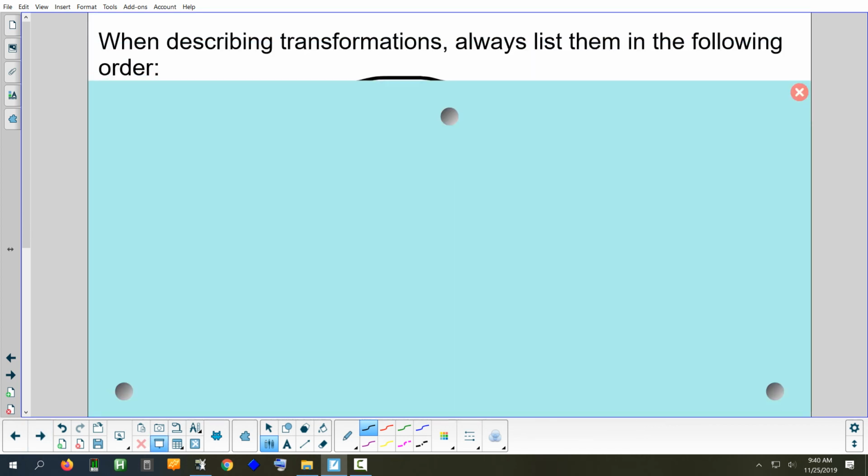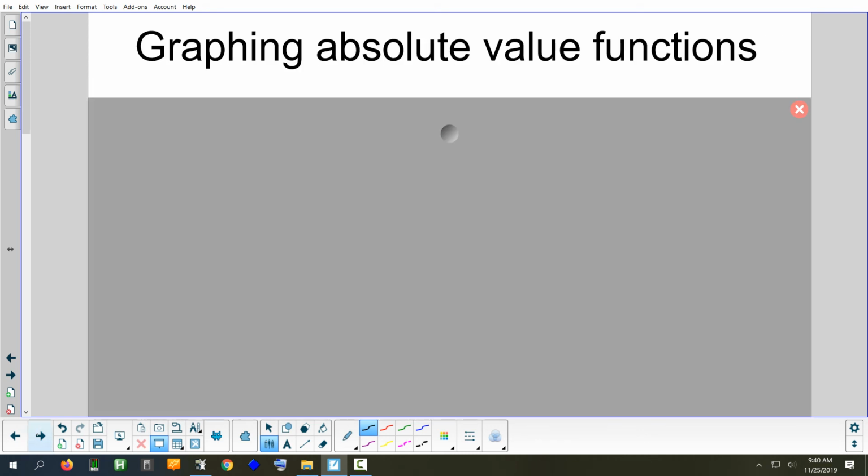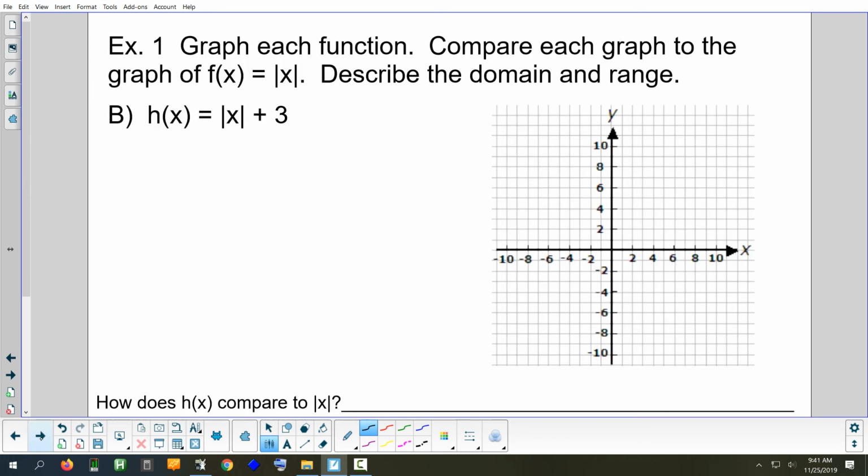All right. So you guys have a little chart that says when describing transformations. So when we describe a transformation, there's 6 different things that could happen to your graph. I tried to show you guys a couple. Like it could move up, it could move down, it could move left, it could move right. I'm never going to give you a problem that has all 6 in the same problem.